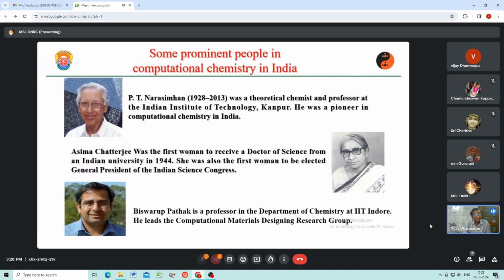So these are the Indian people who worked on computational chemistry and data studies, and some are still alive. He is gone, but an IIT Indore professor is there. He worked on this. I just want to mention these people's names here.